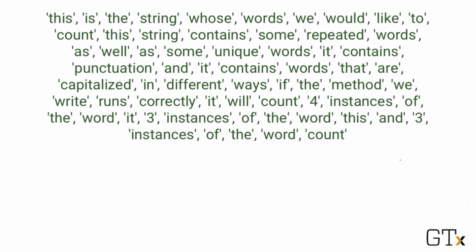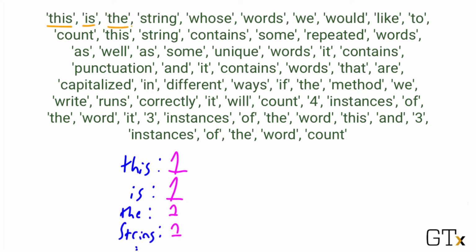Now we're ready to start actually counting how many times each word appears. We go through the words one by one, and if we encounter a word we haven't seen before, we add it to our dictionary with an initial count of 1. We continue and add each word as we encounter them for the first time. In this series of words, it's going to be a while before we actually encounter a repeat word. In fact, the first repeat word we'll encounter is this.